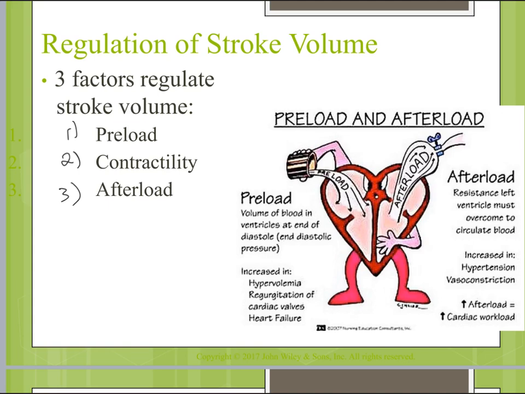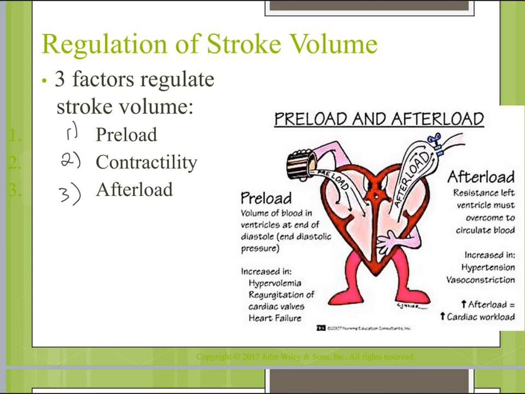Now, we already introduced a few slides ago that as we get older, compliance of the heart reduces or gets worse. Our heart becomes harder or even hypertrophic, so it becomes less compliant, harder to work, which means that our stroke volume is going to be affected. Now let's look at preload.